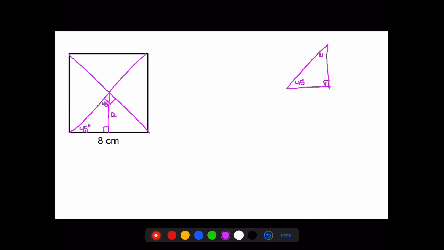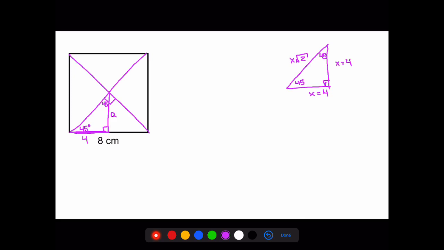I know that opposite of 45 degrees is x. Opposite 90 is x radical 2. All right. Now, if we're going halfway across, we know that this would be 4. So x is equal to 4, which means that our apothem is also equal to 4.